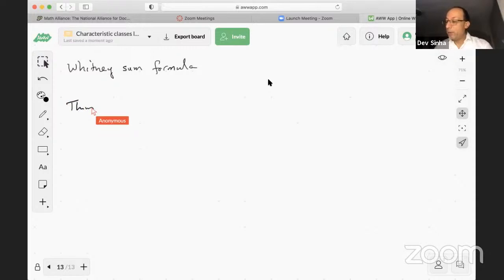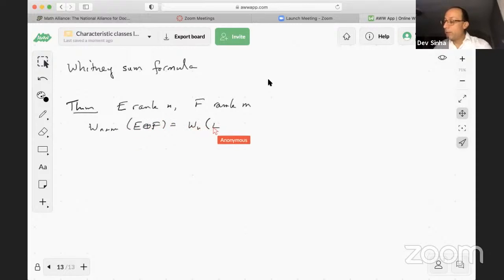So, theorem. Let E be rank n, F be rank m, then W_{n+m} of the direct sum. In this case, there's only one term, and it's just the product of the top Stiefel-Whitney classes, the Euler classes of E and F. So the Euler class of the direct sum, if you will, is the cup product of the Euler classes.